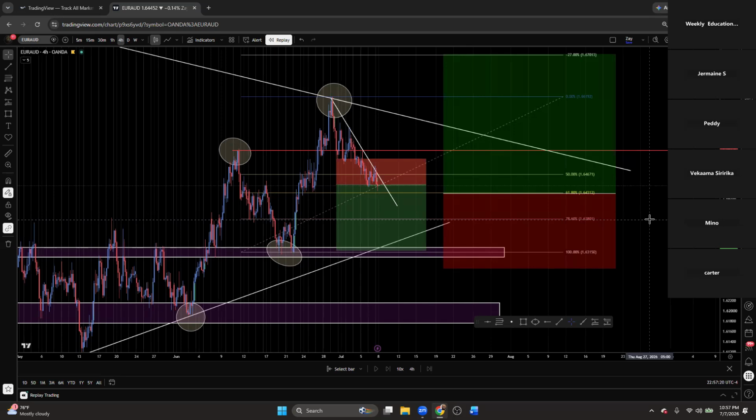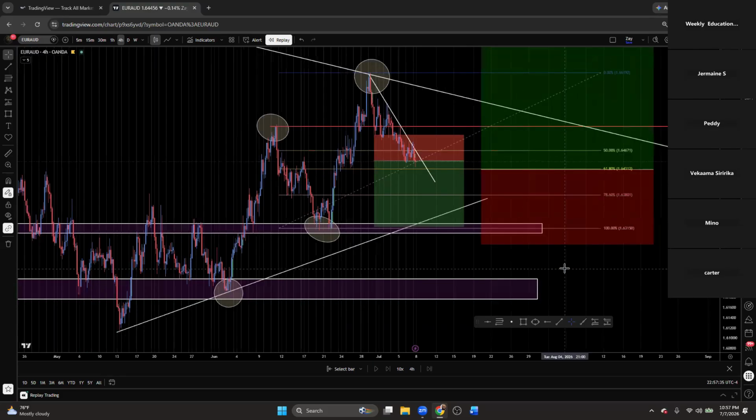When I look at this, I can also understand what the market could potentially do here as well. This is going to come with a little bit more experience, but looking at this makes a lot of sense. We have low here, higher low, higher high, higher low, higher high.